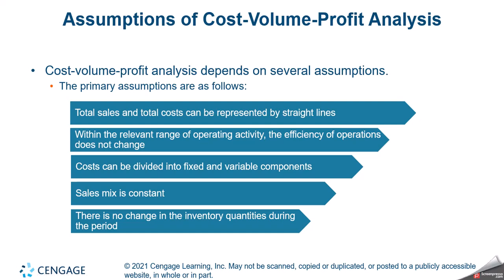Then we get to our assumptions. So again, this lists out our assumptions: using the charts, our total sales and our total costs are represented as straight lines. So like they're going up the more we sell. And then the relevant range is within what we're graphing. So we're not going to jump outside of that relevant range within the cost-volume analysis that we're doing. Our costs are divided into fixed and variable components. Our sales mix is constant, and then we have no change in our inventory quantities during that period.